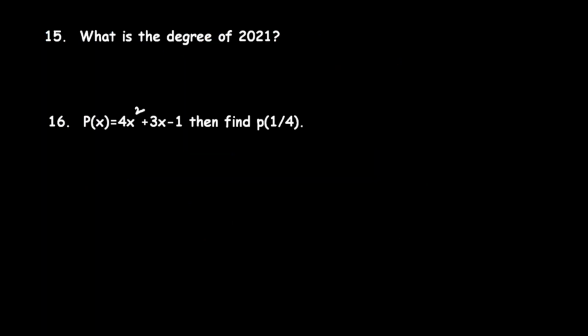So the next question: what is the degree of 2021? 2021 is a constant, right? 2021 is a constant, so the degree of a constant term is 0. 0 is the answer for this. Okay, so I am discussing two very important points with you. The degree of a constant term means any number is there, you can write the answer is 0. But the degree of 0 itself: degree of 0 is not defined or does not exist.